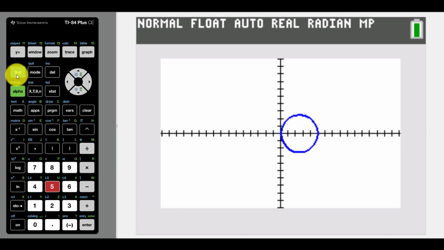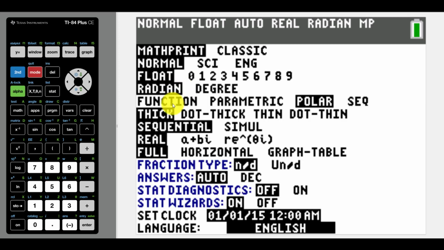Okay, so the main point of all of this is to change the mode. You hit Mode. You can choose Function for your regular y equals a function of x, Parametric, or Polar.